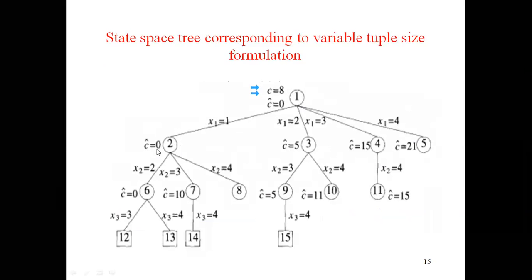Initially it is 0. Now we consider x1 equal to 1. X1 equal to 1 means the first job is considered. When you consider the first job, then what is the upper value here? Upper value means after job 1, what are the remaining jobs in our table?